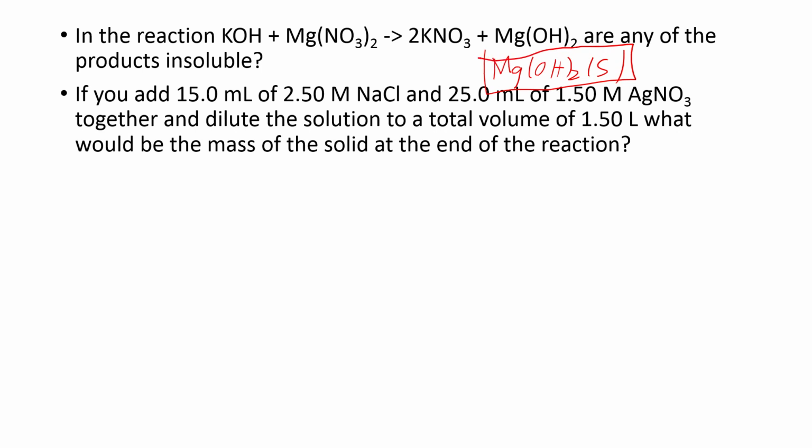Okay. So now let's ask a question where instead of doing this, where we're just doing what's soluble and not, let's do something where we now use the molarity to help us figure this out. So, if you had 15 milliliters of 2.5 molar sodium chloride and 25 milliliters of 1.5 molar silver nitrate together and dilute the solution to a total volume of 1.5 liters, what would be the mass of the solid at the end of this reaction?